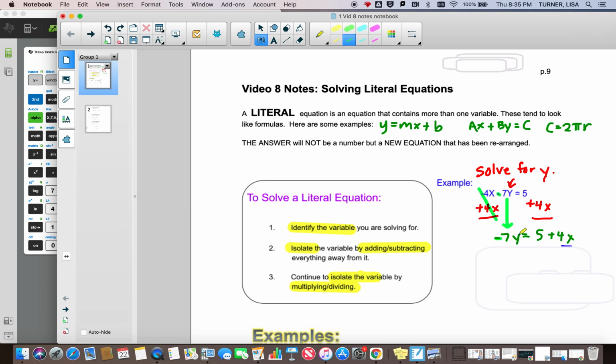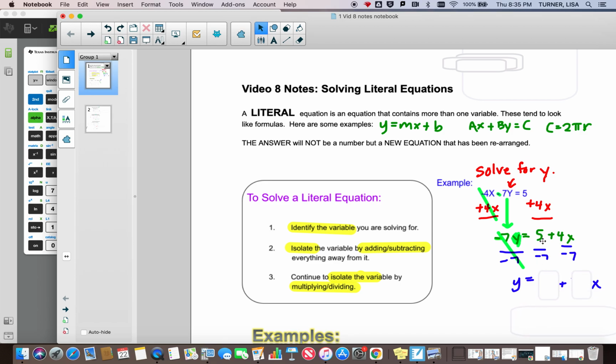I need the y all by itself. I'll color that in. And so what I need to do is divide everything by negative 7. All right? When I divide by negative 7, that makes this y all by itself because that makes a 1. All right? And so then I'm going to divide. I get y equals, and then my calculator, I'll divide 5 divided by negative 7.